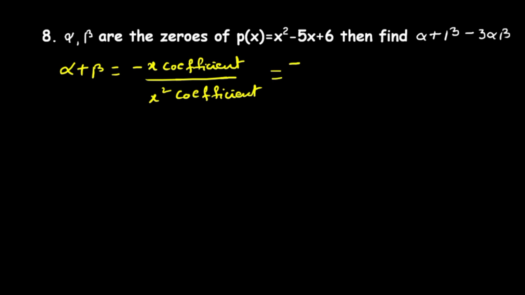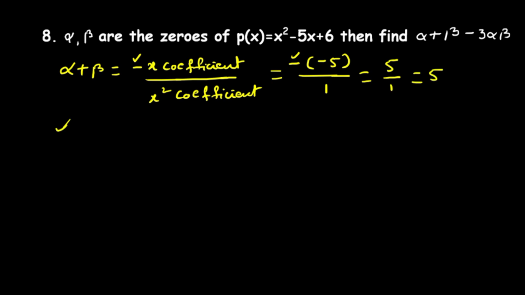So minus of, what is the x coefficient in this? Minus 5, right? The minus belongs to the formula, because here we have a minus, so that minus I took here. Minus of minus 5 divided by 1, as the x square coefficient is 1. So minus of minus 5 becomes plus 5 divided by 1 equal to 5. This is alpha plus beta.